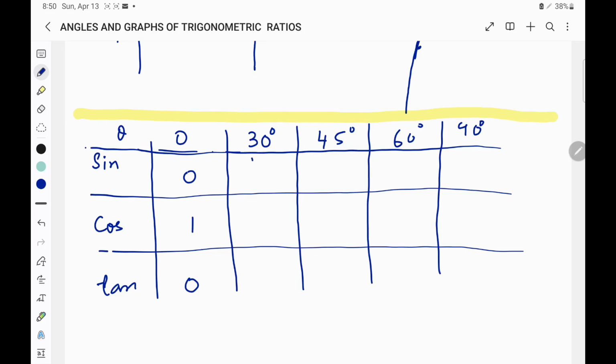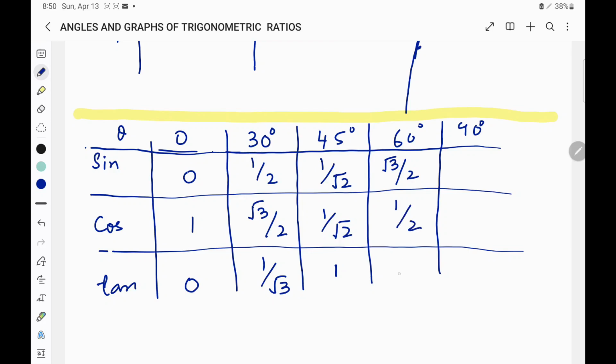Sine of 30 degrees is 1 over 2, cos of 30 degrees is square root 3 over 2, and tan of 30 is 1 upon square root 3. For 45 degrees, sine is 1 upon square root 2, cos of 45 is 1 upon square root 2, and 1 is the answer for tan of 45. Sine of 60 degrees is square root 3 over 2, cos is half, and tan is square root 3. Sine of 90 is 1, cos of 90 is 0, and tan of 90 is not defined, so we don't have any answer.